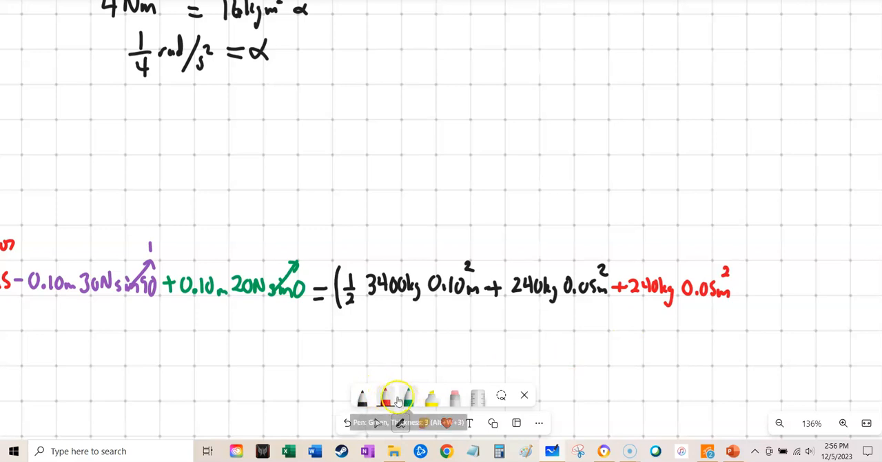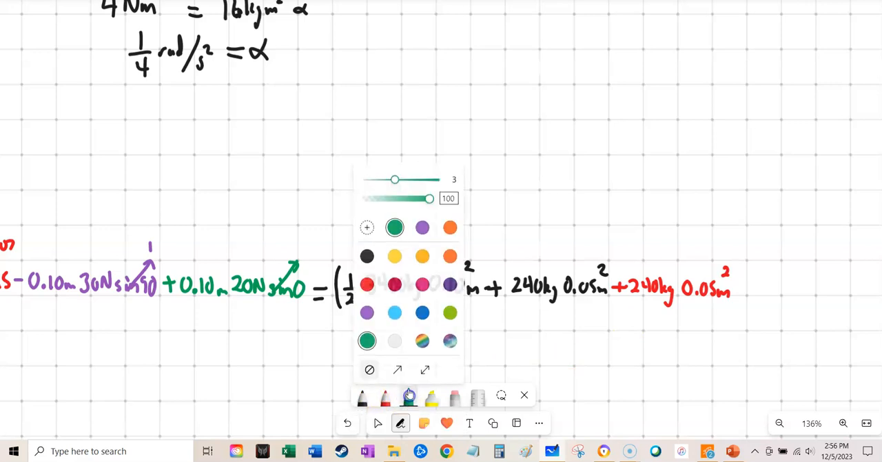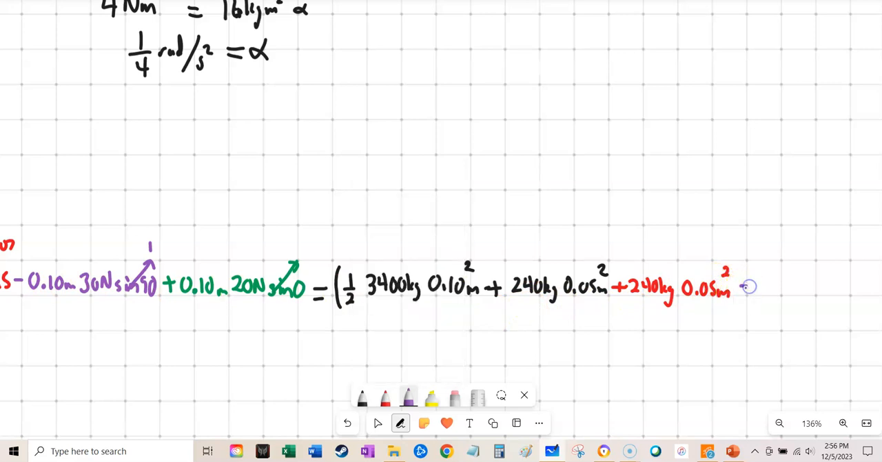The purple one is 240 kilograms, and it's located 0.10 meters out. Okay? And again, you sum up all the moments of inertia. So this is going to be 240 kilograms, and this is 0.10 meters out that we'll square.